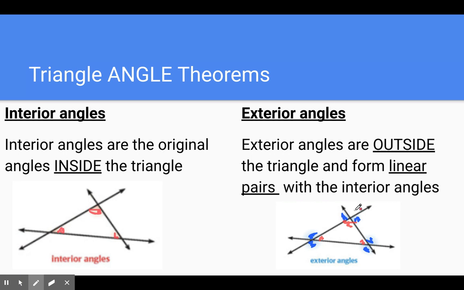Notice none of these vertical angles out here are considered exterior angles, because that means they would just be the same side as the interior angles.